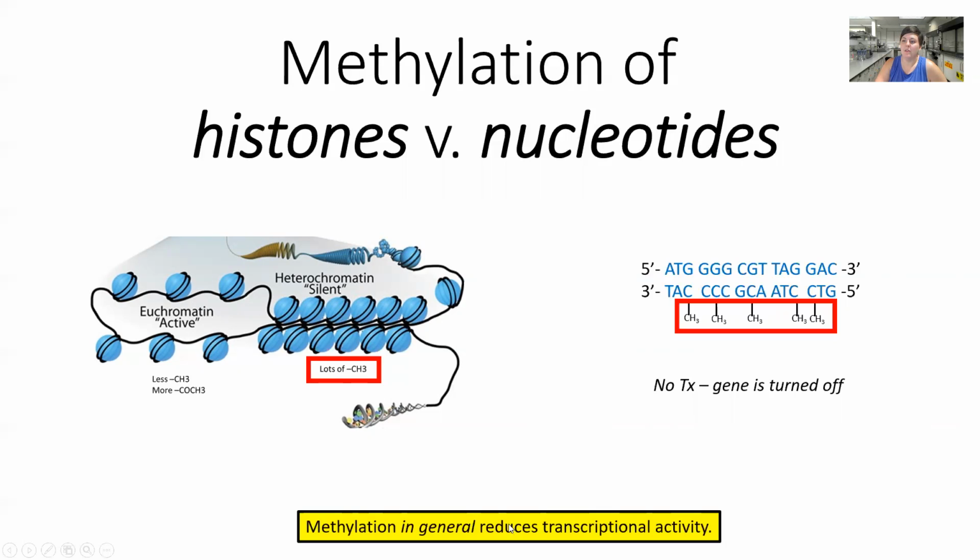So again, this would basically reduce the ability of RNA polymerase to access that DNA, and therefore transcription would be turned off. So regardless, epigenetic change, methylation, is going to reduce transcriptional activity. I do want you to remember that this can affect histones, methylation of histones, which basically silences DNA. Or you can have methylation of individual nucleotides, which would, again, turn a gene off. All right. So that's epigenetics.